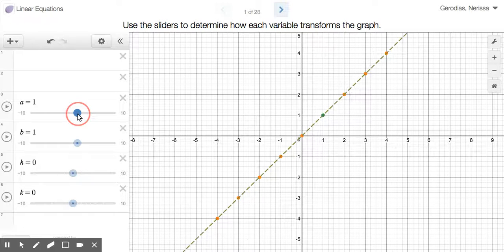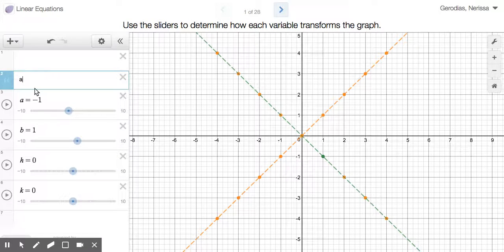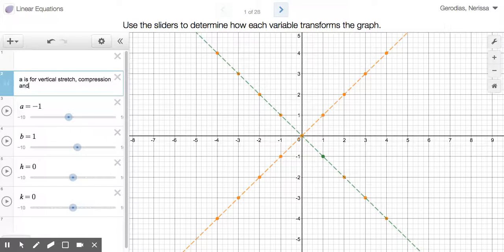If we make A less than 1, then the green point is going closer to the x-axis. It is being pressed down. This is called vertical compression. Okay. Now, if we make A -1, then we have a reflection of the line over the x-axis. So we're going to use this to put a note that A is for vertical stretch, compression, and flipping over the x-axis.